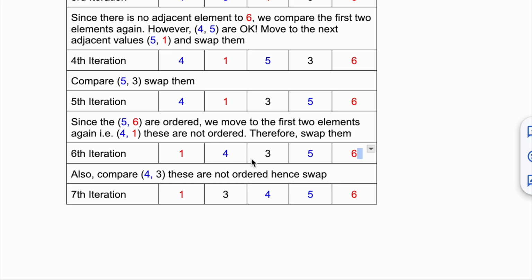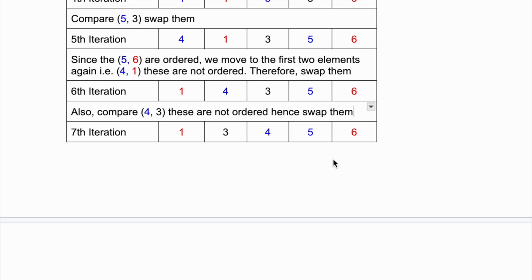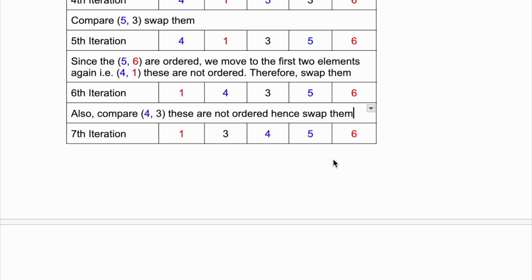However, this is still not in order, so we compare the next adjacent elements, 4 and 3. These are not ordered, hence we swap them. Then we have 1, then 3, then 4, followed by 5 and 6. Now our list is in right order.